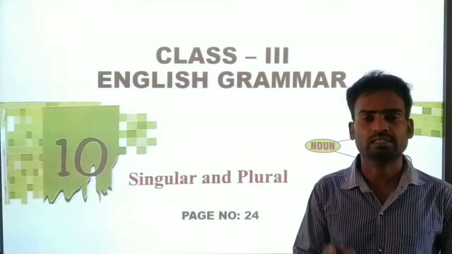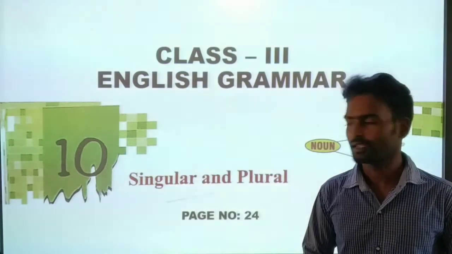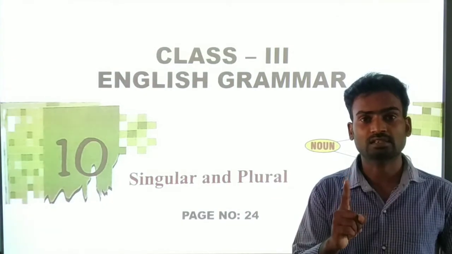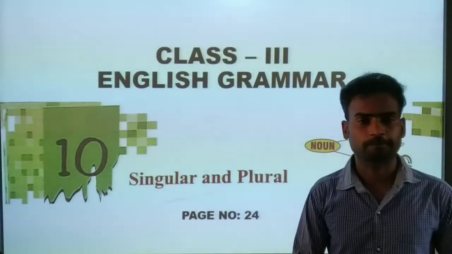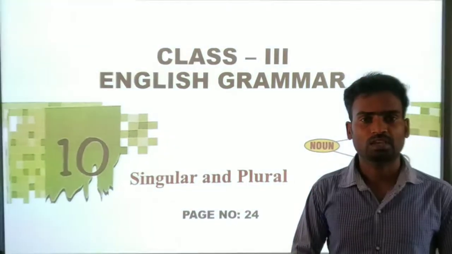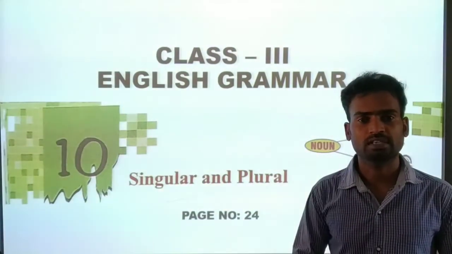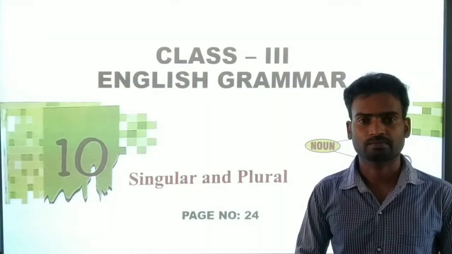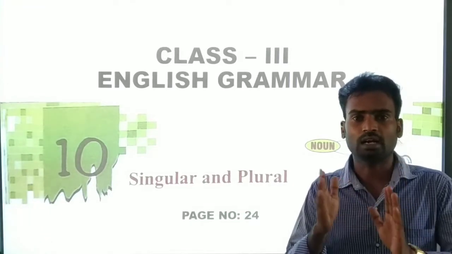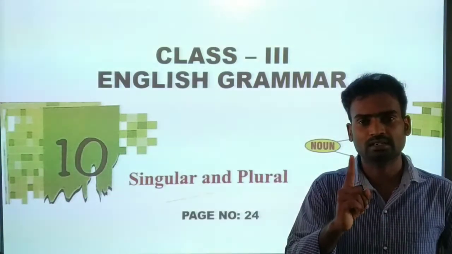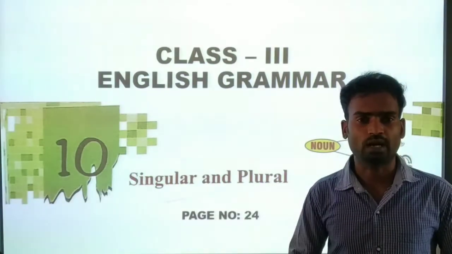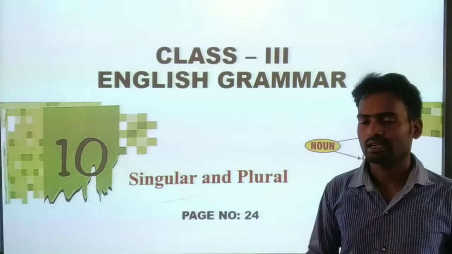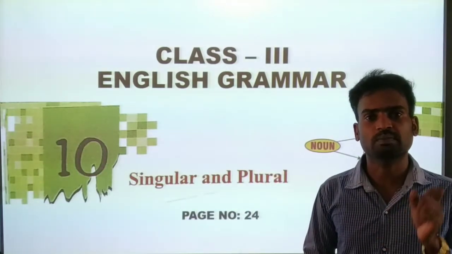First, understand what is singular and plural. Singular means single, one, only one. That is called single. We call it singular. And plural is when we have more than one, it could be two, three, four, or more than that. That is called plural. Single means one, and plural means more than one. Right? First understand that. And today we are going to learn singular and plural through some exercises.